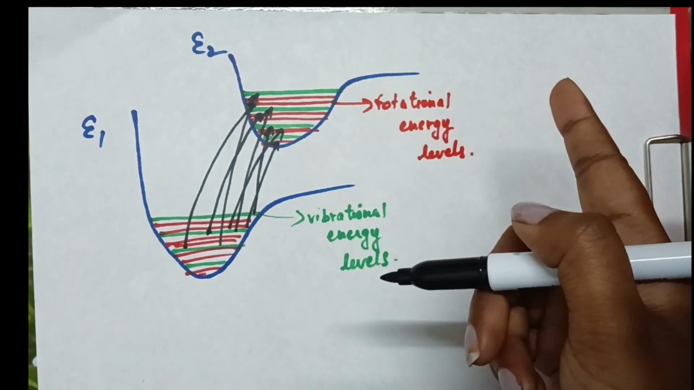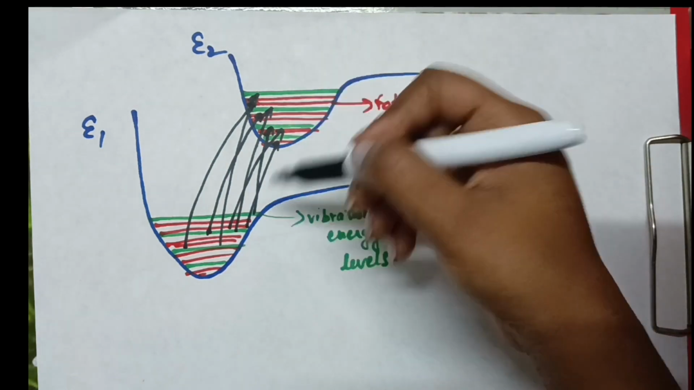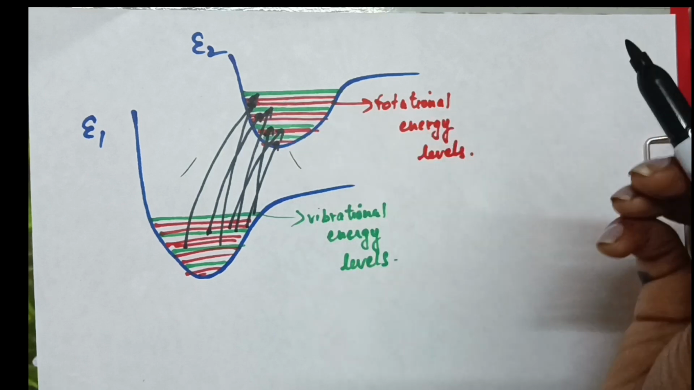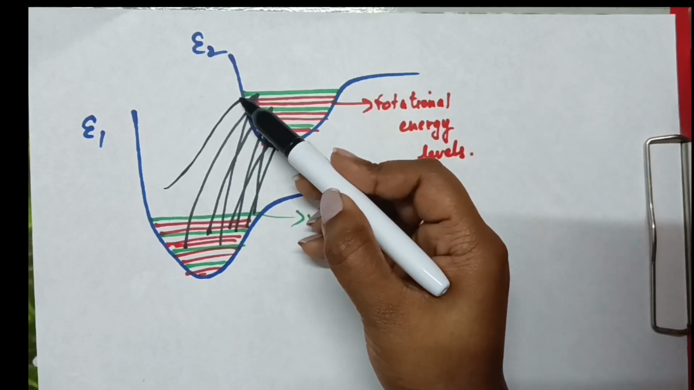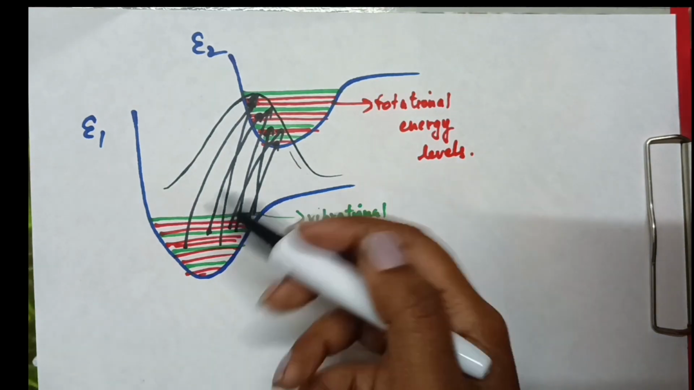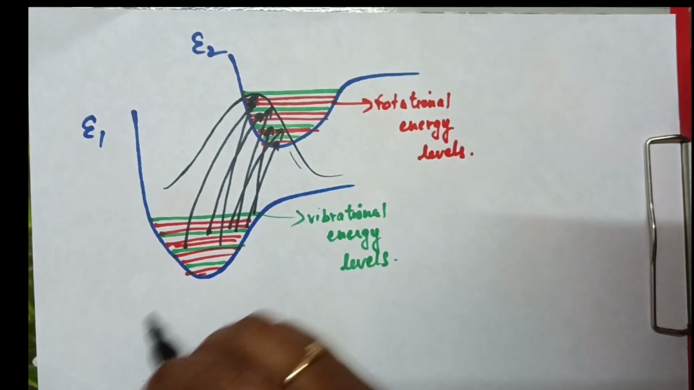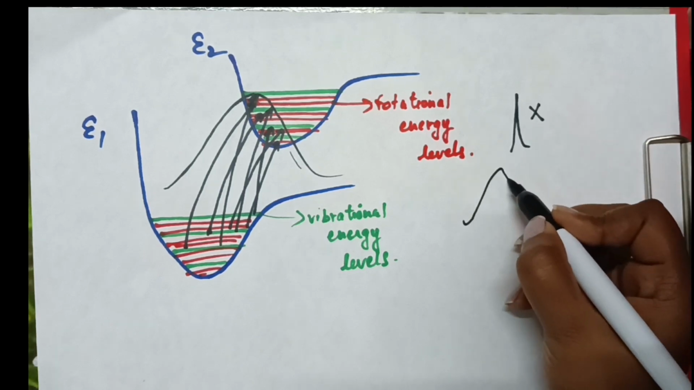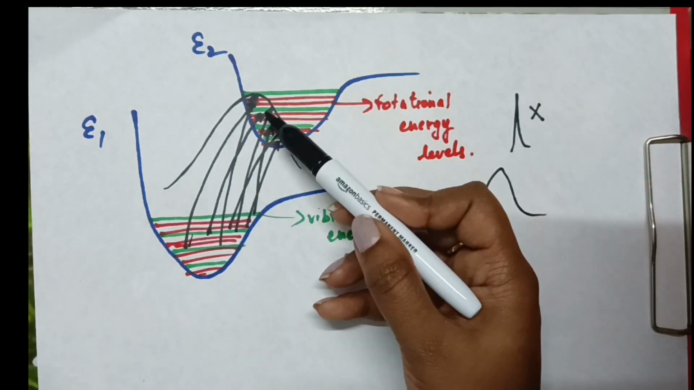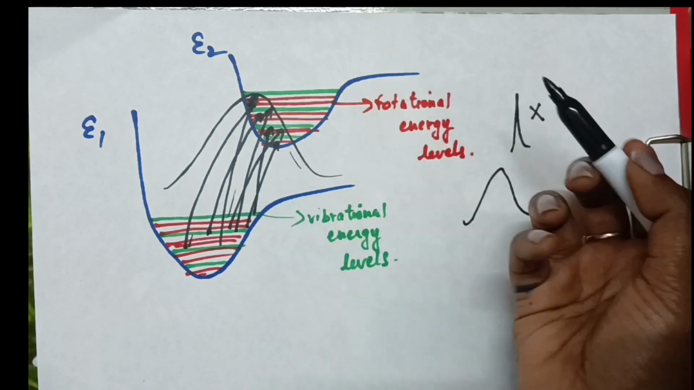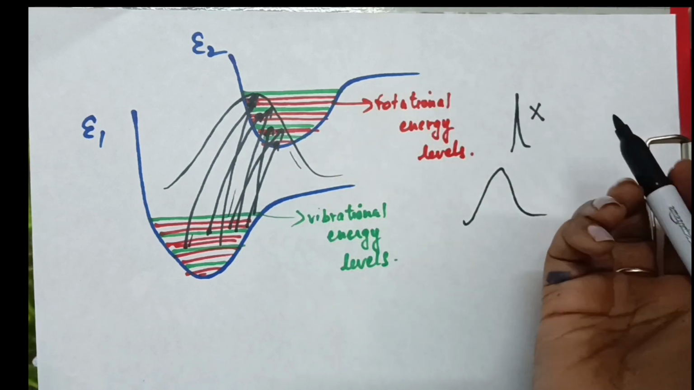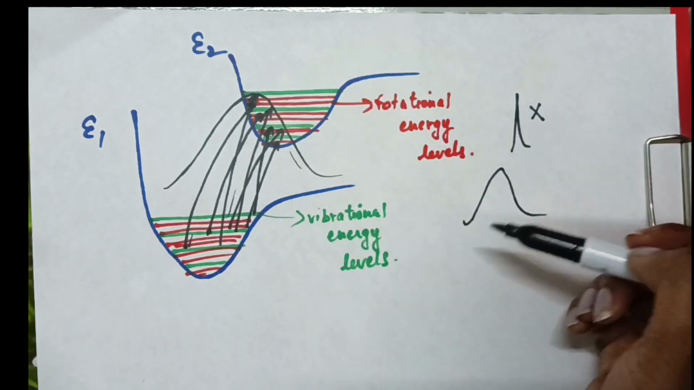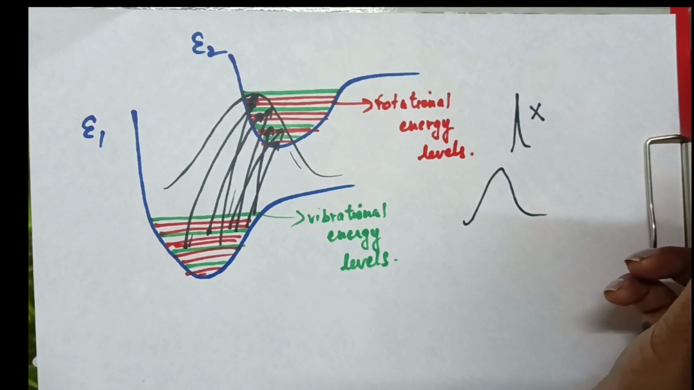There will be no single transition, there will be multiple transitions, and due to these multiple transitions it will form a sort of a band. Instead of a single peak, it will form a band, and that's why we do not get a sharp peak, we get a broad band, because we get multiple transitions from each vibrational or rotational energy level, right?